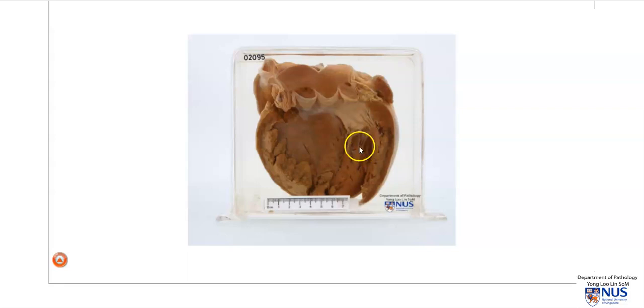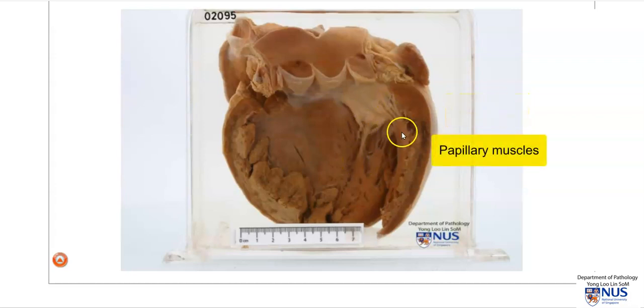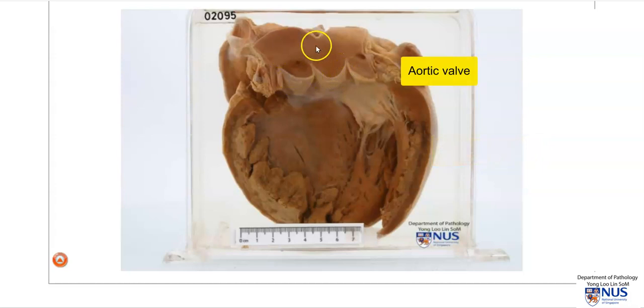Hello, this is a virtual pathology specimen showing the heart, and we are looking at the left ventricle where it has been cut open. So this is part of the free wall of the left ventricle, and it continues over here. What we're looking at here is the mitral valve with the papillary muscles here, and this is the aortic valve with the proximal part of the ascending aorta.